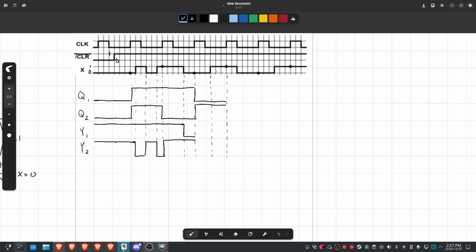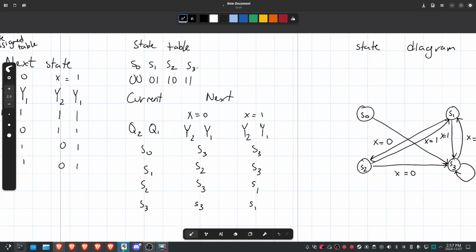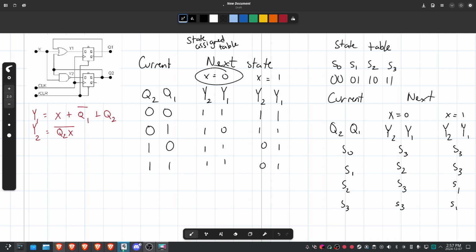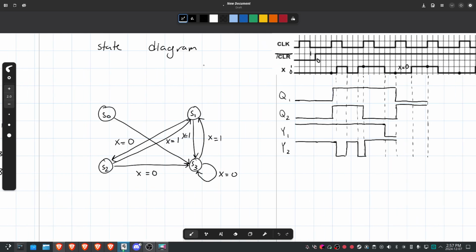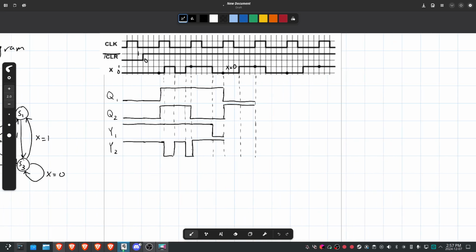whenever your inputs change. So at this point, X is 0, Q1 is 0, and Q2 is 1. You're going to have 1 and 1. So Y1 is going to be 1, and Y2 is going to be 1. Now X has changed. X is 1.